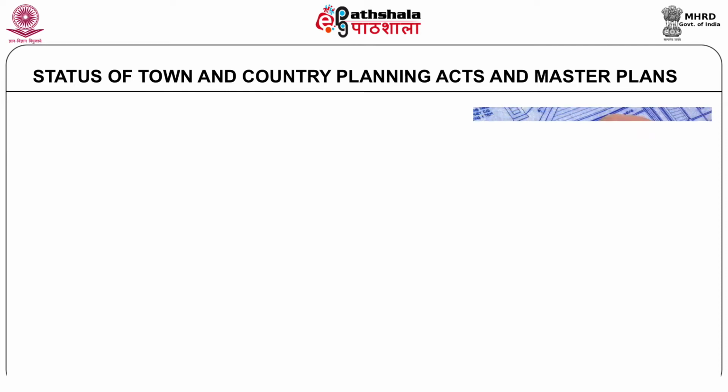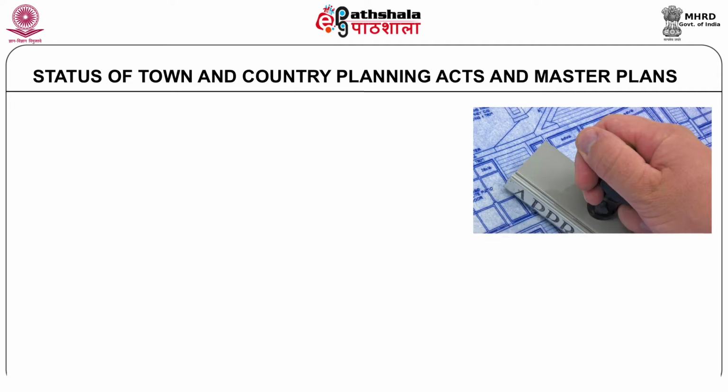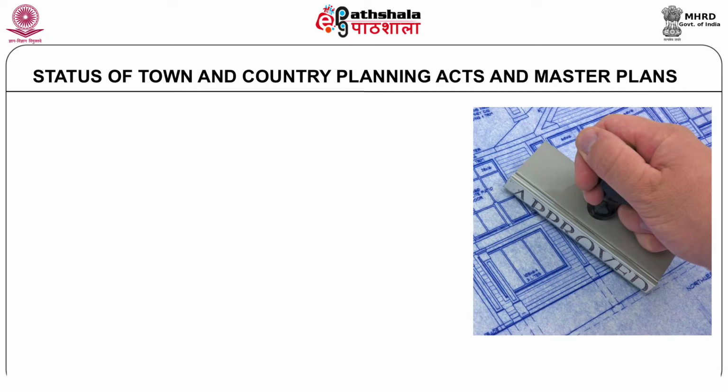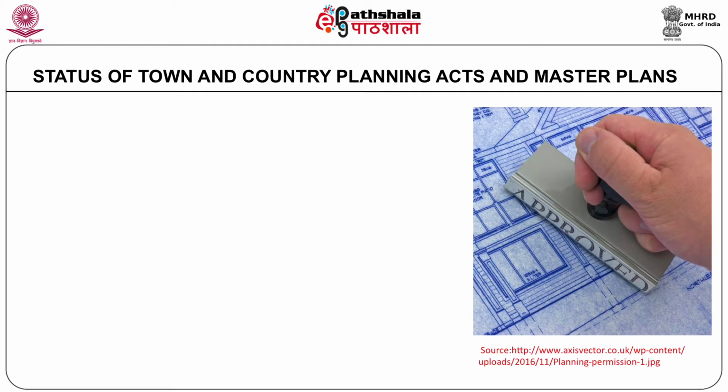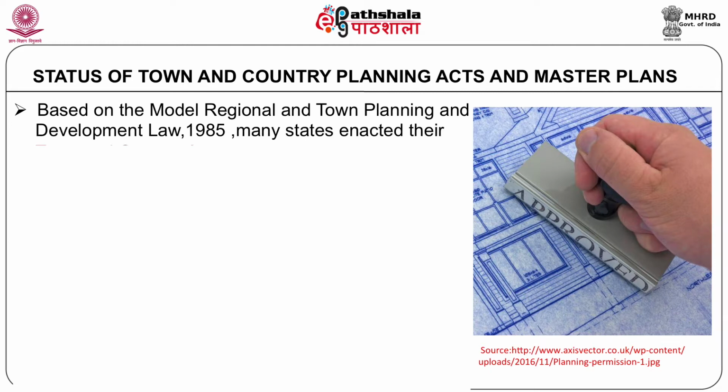Now, based on the Model Regional and Town Planning and Development Law of 1985, many states enacted their town and country planning acts. However, states like Haryana, Rajasthan and Union Territory of Chandigarh, Lakshadweep do not have town and country planning acts. Jharkhand, Chhattisgarh and Uttarakhand have adopted the parent state's acts because these states have been bifurcated. So they have adopted the parent state's town and country planning acts.